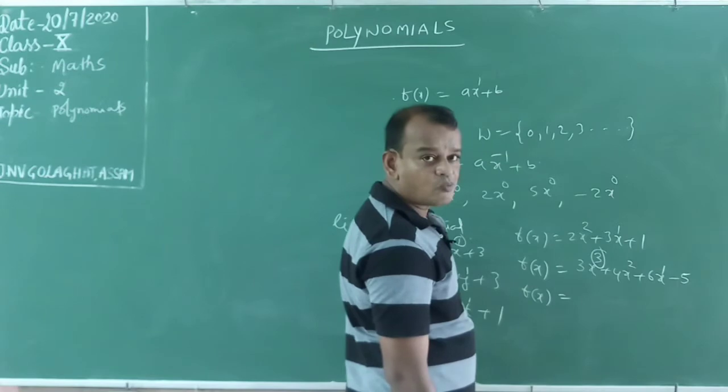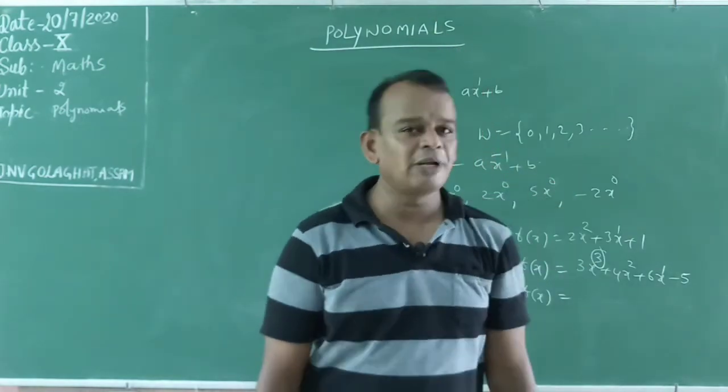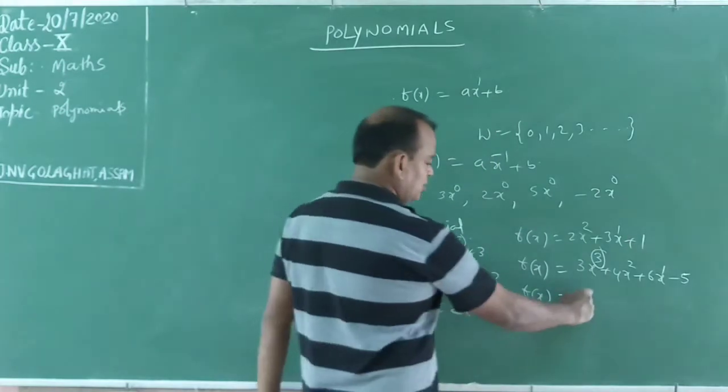Now the biquadratic polynomial. Quadratic means the power is 2. Biquadratic: 2 plus 2, that is 4. Observe that.